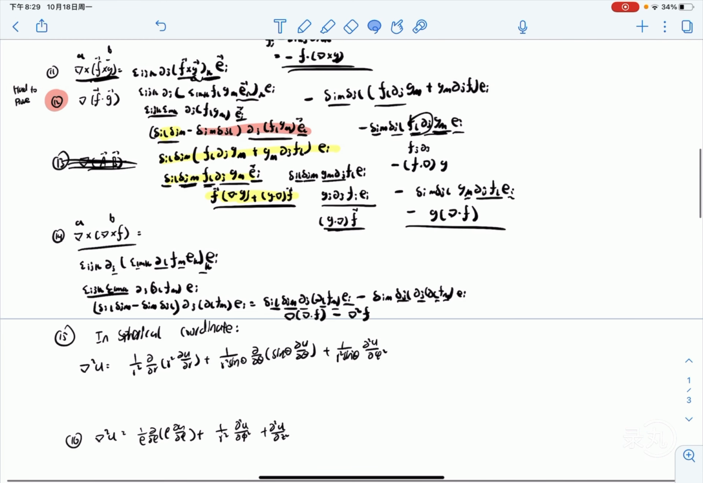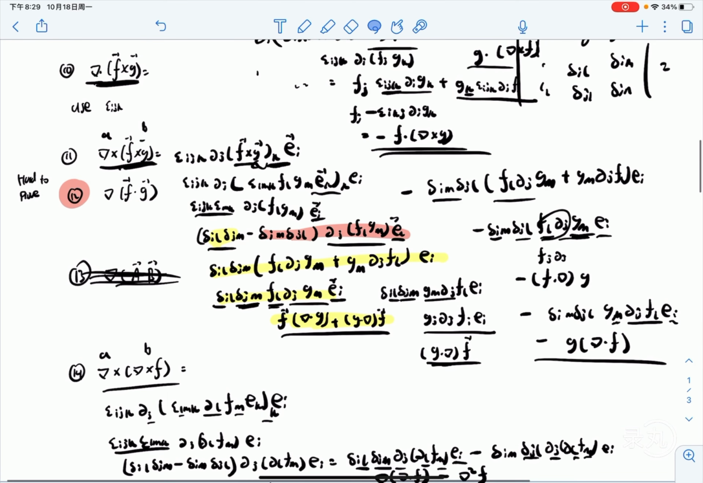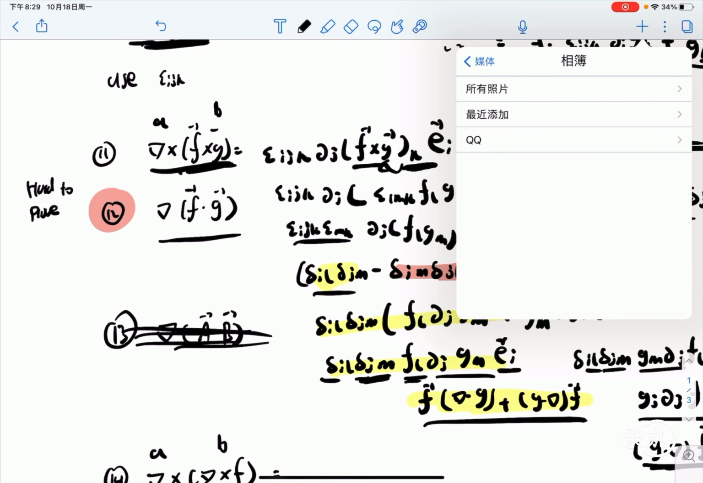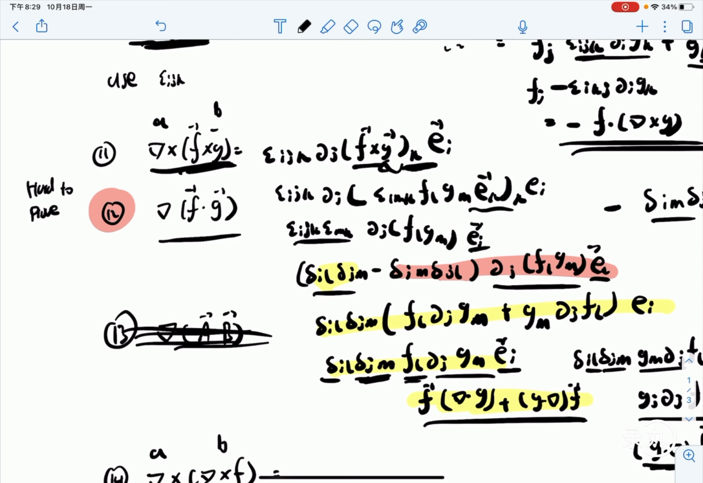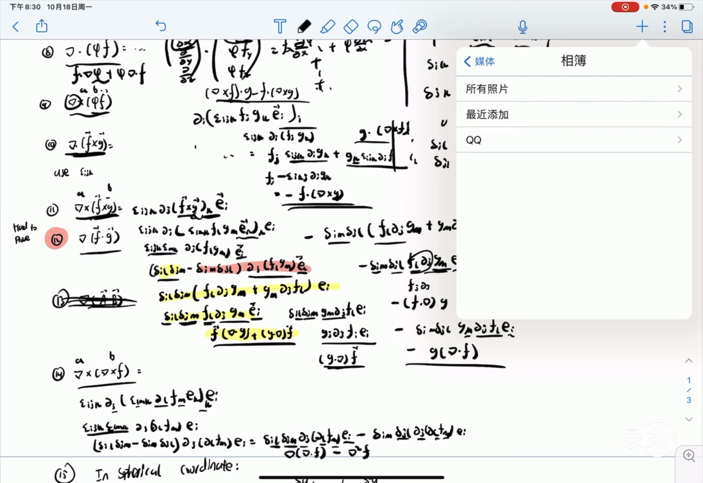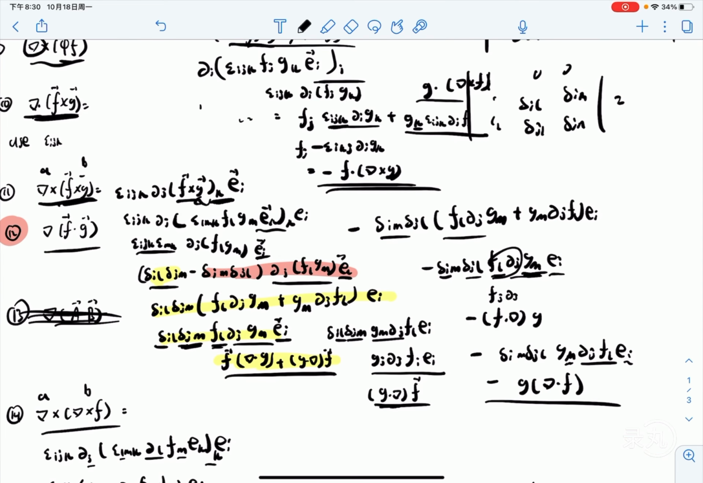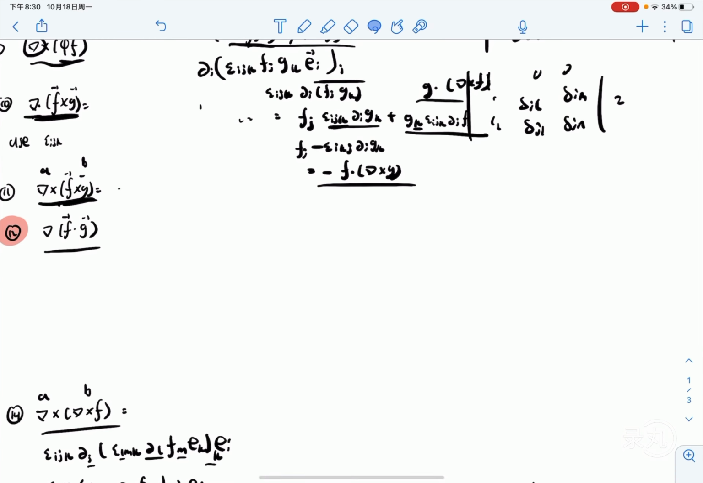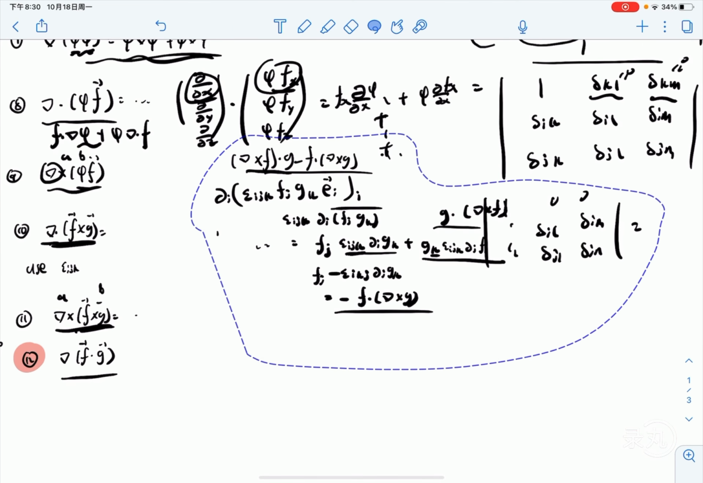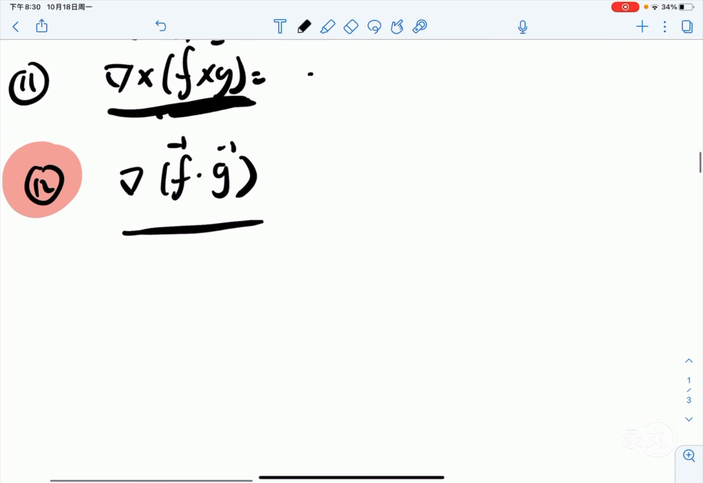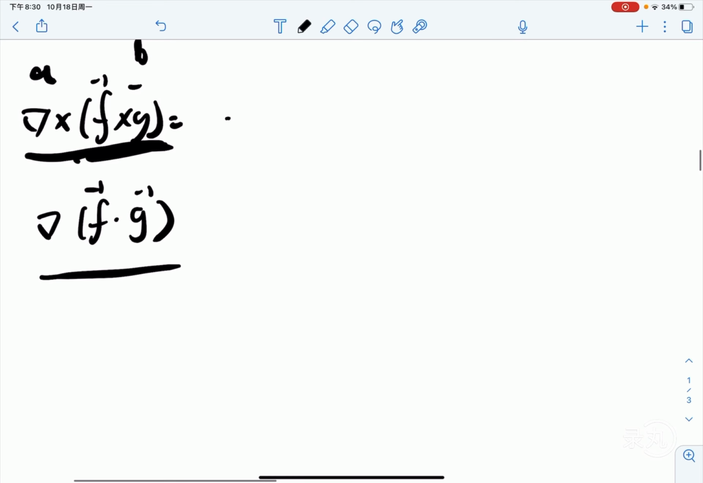Okay, let's go to the hardest one. And the hardest one is 12. 12 is really hard. Okay, let me see. I'm gonna erase all of this. There's no space. Just wait a second. Okay, here we go.